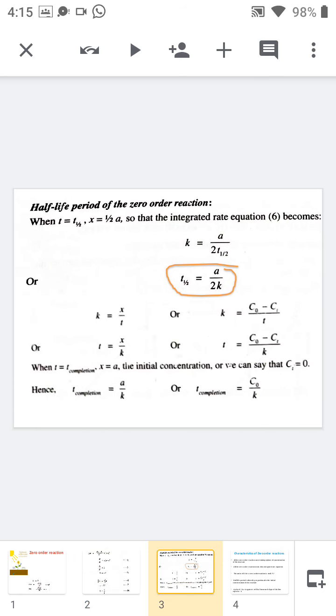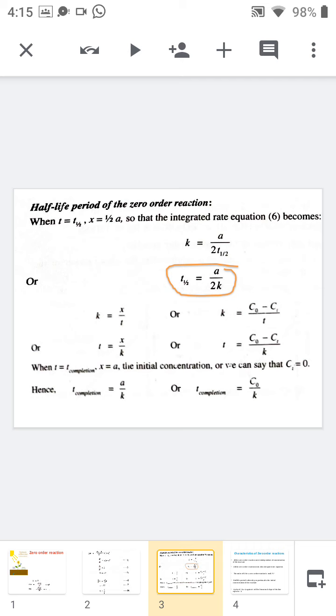Then what about the half-life period of the zero order reaction? Half-life period T half: first of all, you should write the integrated rate expression for the zero order reaction, K is equal to x by t. After that we have to substitute x is equal to a by 2. So K is equal to a by 2 into T half. So T half is equal to a by 2K. So here T half is directly proportional to the concentration of the reactant in zero order reaction.